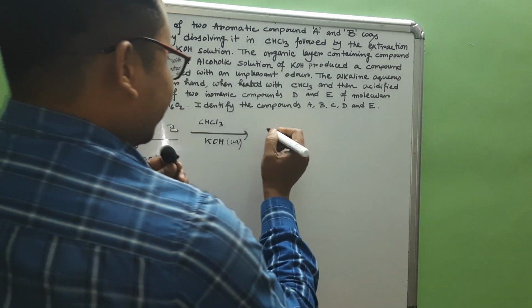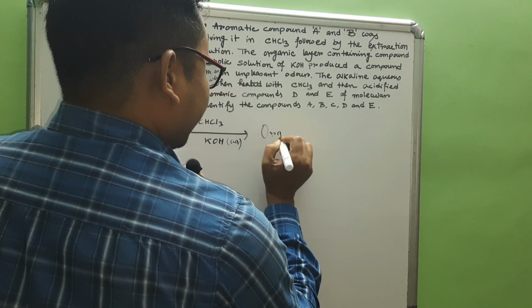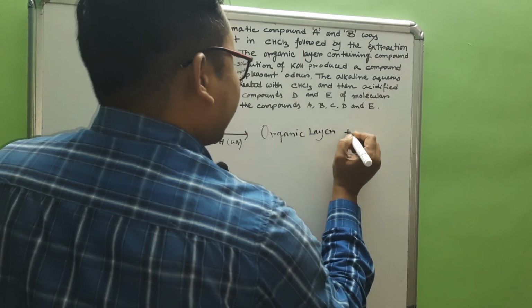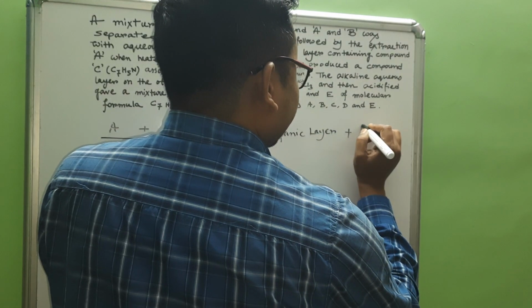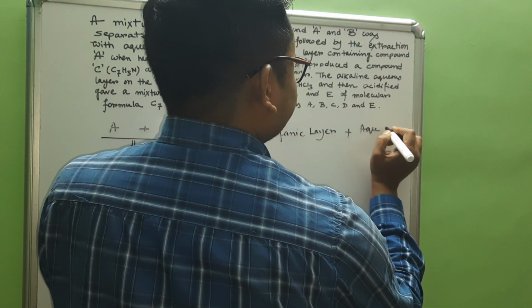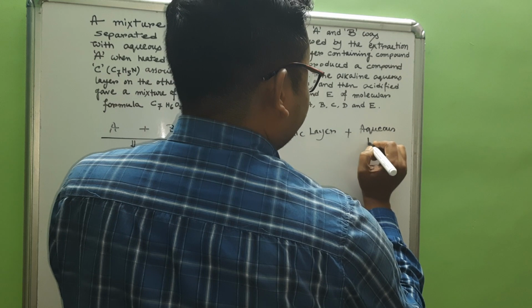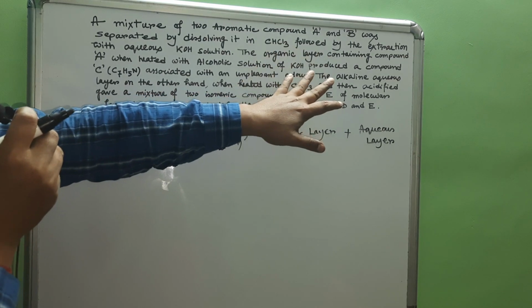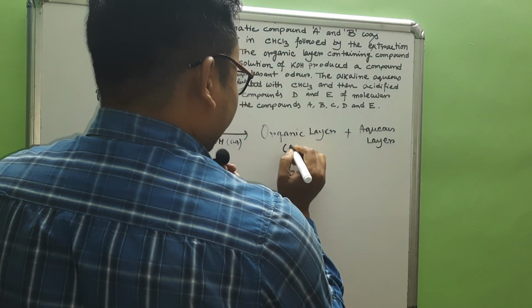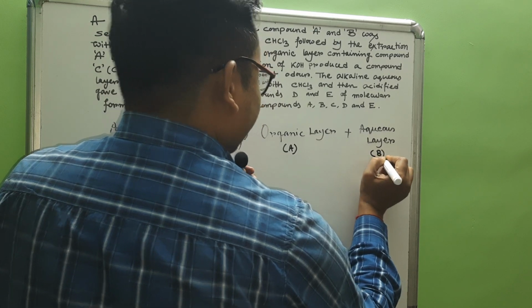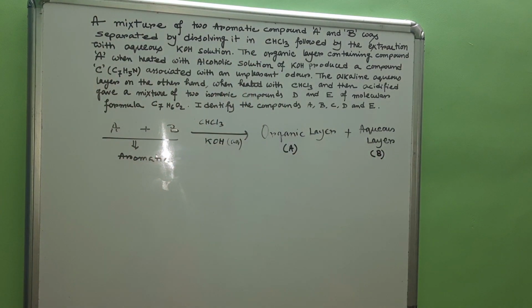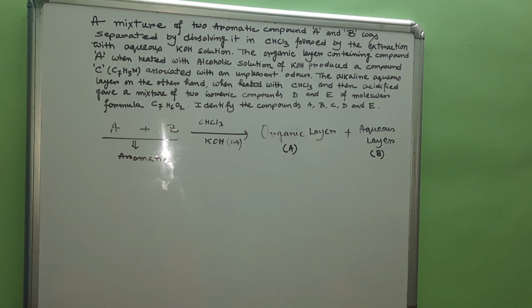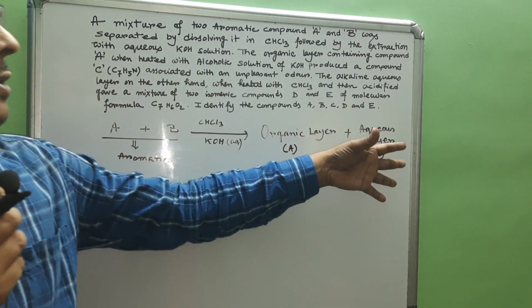So basically, what happened with the organic layer? The organic layer contains the compound A, and the aqueous layer obviously contains the compound B. So now the organic layer and aqueous layer, that is A and B, are separated. A remains in the organic layer and B obviously in the aqueous layer.